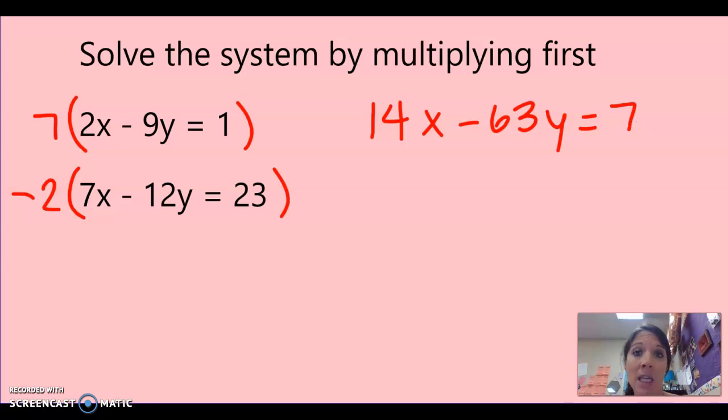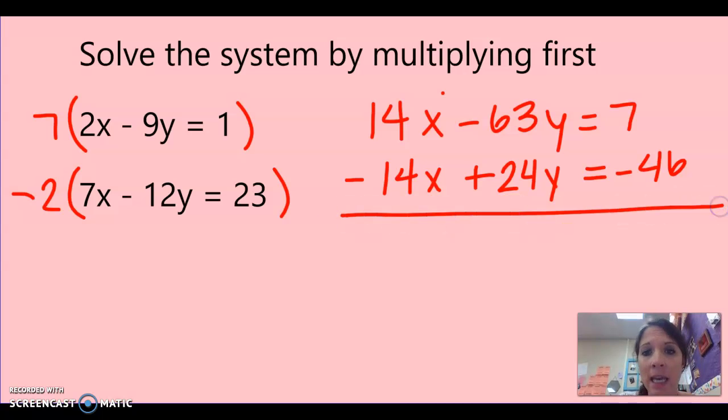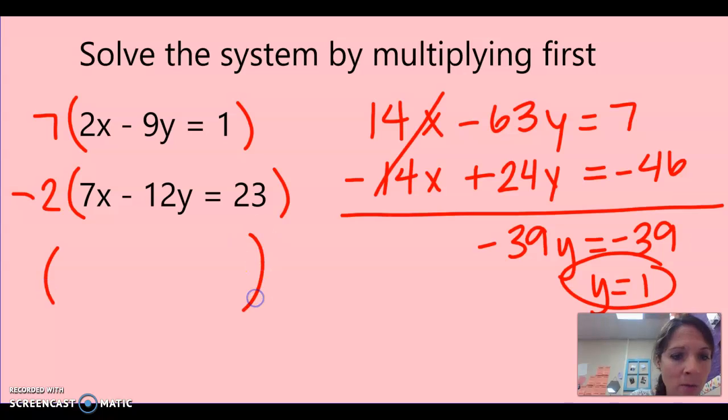And on the bottom, the reason I'm taking it times a negative 2 is so that that 14 becomes negative and I can add it and I don't have to subtract. So I then have negative 14x plus 24y equals negative 46. Okay, I'll pull out my calculator here so I don't mess anything up, and add these together. I have a negative 63 plus 24, which is going to give me a negative 39y. And then that's going to give me another negative 39. So y is going to equal 1. Okay, so in my ordered pair, y is 1.